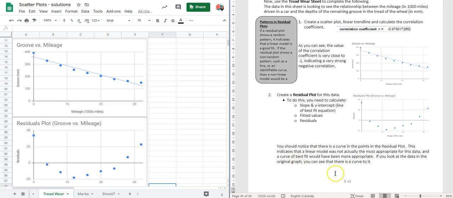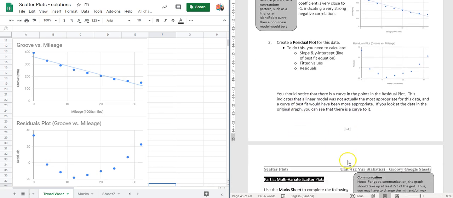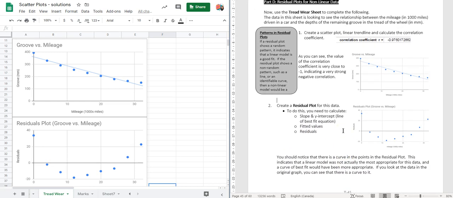And that's what this paragraph is saying here. So that's really all you needed to know for Part D. If you are questioning whether or not data is linear or nonlinear, looking at the residual plot will give you a clearer picture.